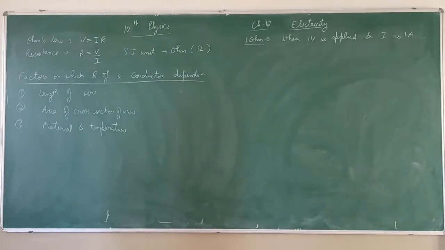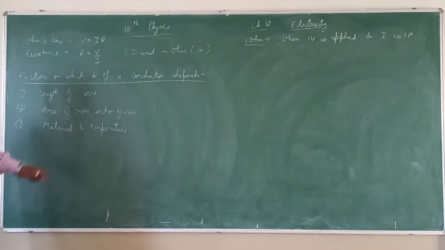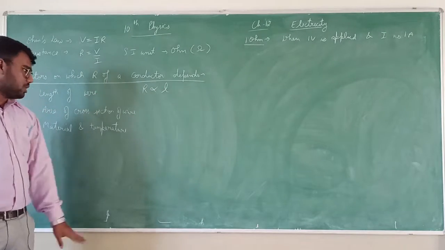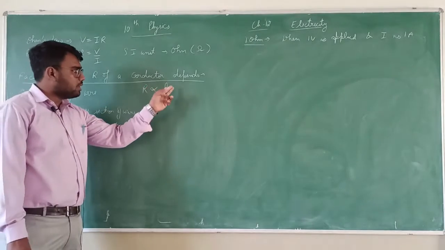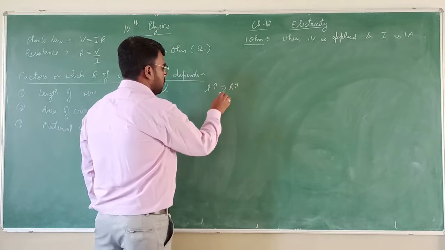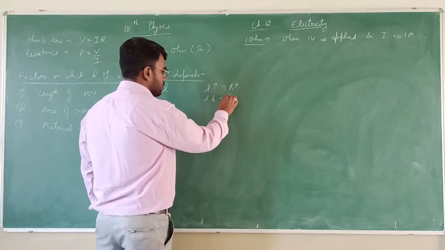Now the next topic is on which factors the resistance of any conductor depends. There are 4 factors: length of wire, area of cross section, material, and temperature. I am using material and temperature in a single point. How does resistance depend on the length of wire? It depends on the length of the conductor in direct proportion. That means if length is more, then resistance is more, and if length is less, then resistance is also less.